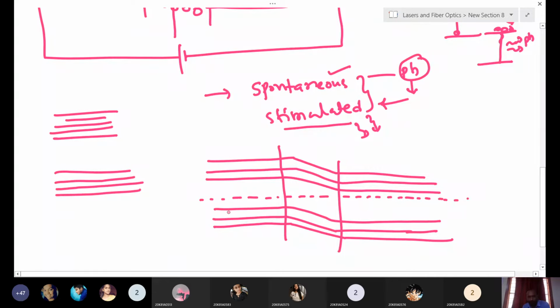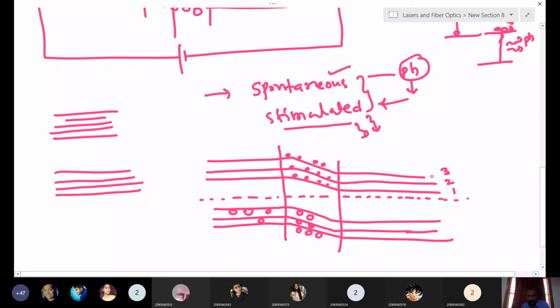Now here we have free holes. Here also we have free holes. Let's take that in this state we have free holes, in this state we have free holes, in this state we have free holes. Similarly, electrons also: in this state we have electrons, in this state we have electrons, right? So here, let's take the conduction band, where one, two, three states are there.